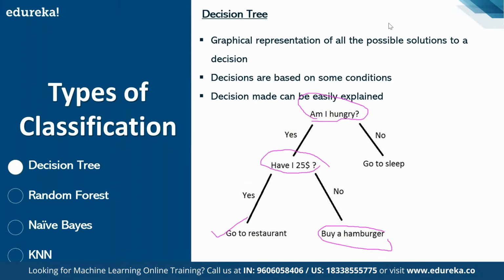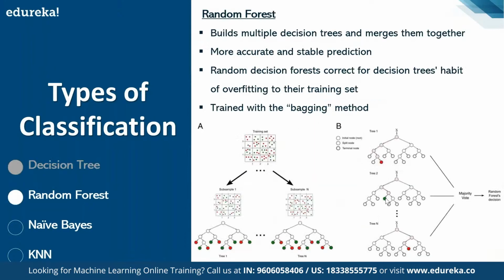So on the basis of this, you will decide whether this will be a credit card fraud or not. This is the simplest form of classification-based algorithm. Then we have the next algorithm, which is called random forest. Now, what is a random forest?